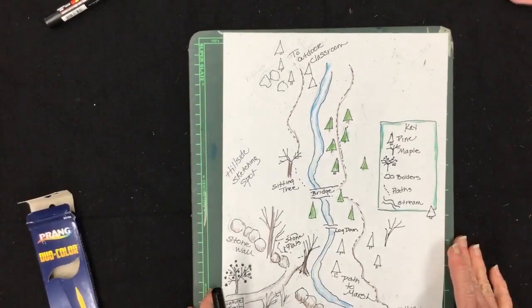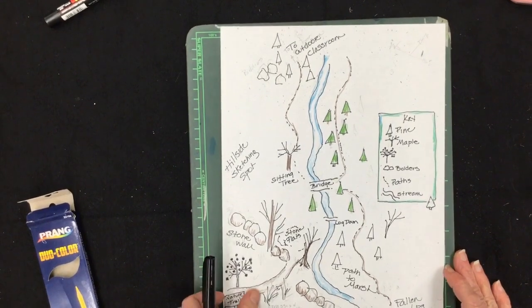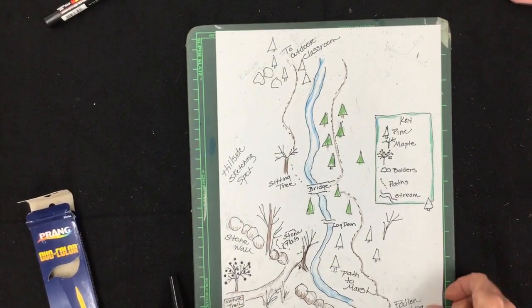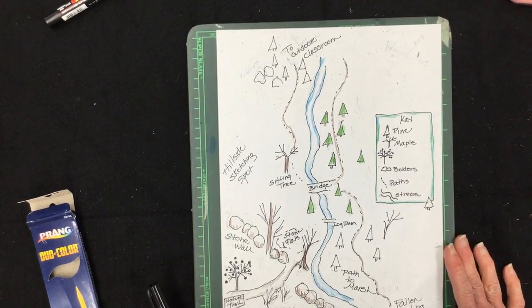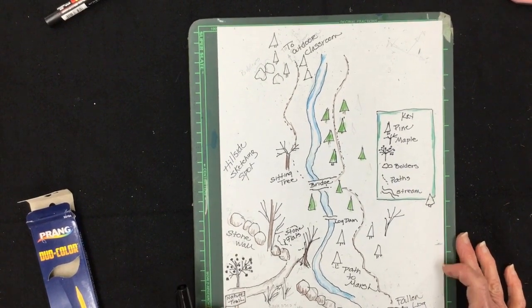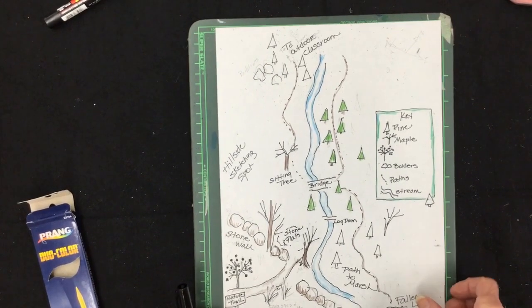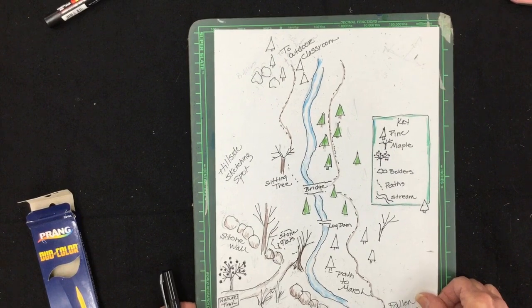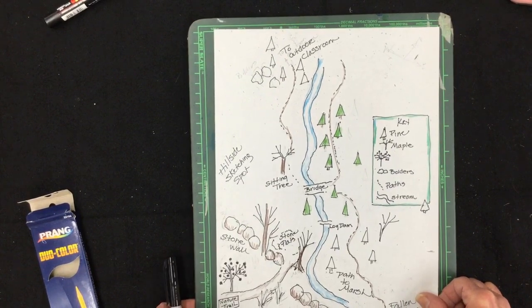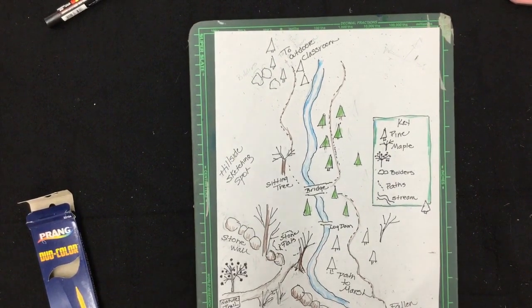So you get the idea. You pick out the important landmarks, you give them names, you make a key, add color, and be willing to share it with your friends and the other kids at Floodbrook. So have fun, take your time, do a great job, and when you're all done, don't forget to share it with me. I can't wait to see it.